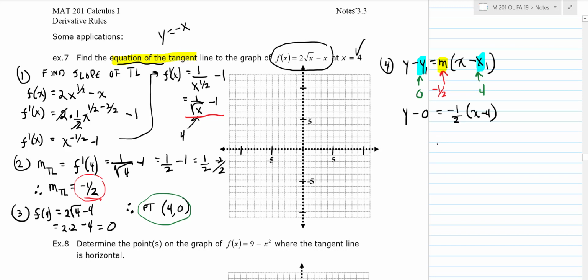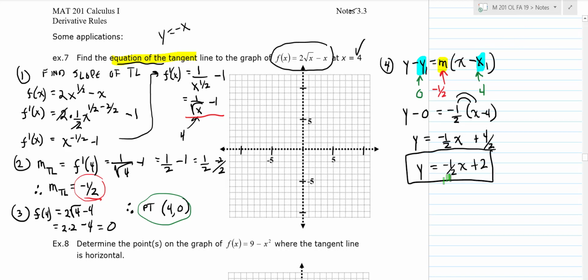And then we're going to just solve that for y, get that in mx plus b form. So this is y equals -1/2 x plus 4 over 2. So that would be y equals -1/2 x plus 2. So that would be the final answer of that problem. That's the equation of your tangent line right there.